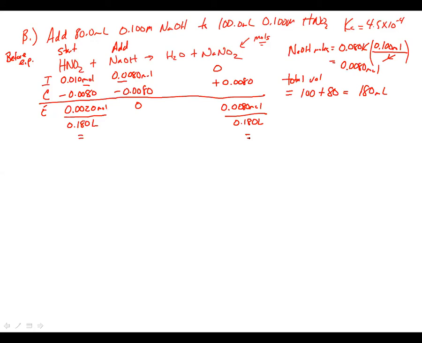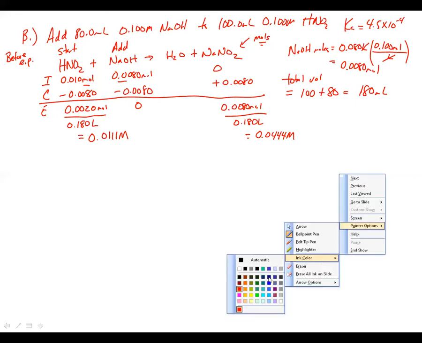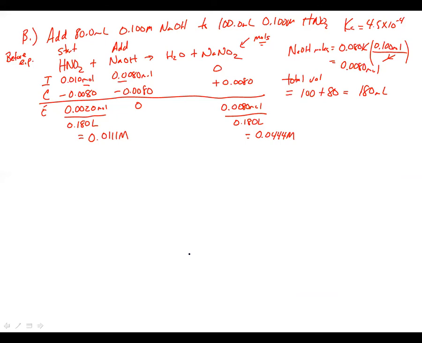And we will end up with 0.0111 molar for that guy, and 0.0444 molar for this guy. Any questions so far on the ice table, how we got those numbers or anything like that? So again, if you are not sure what's going on here, you again can use the ice table to help you figure out what your next steps should pretty much be.